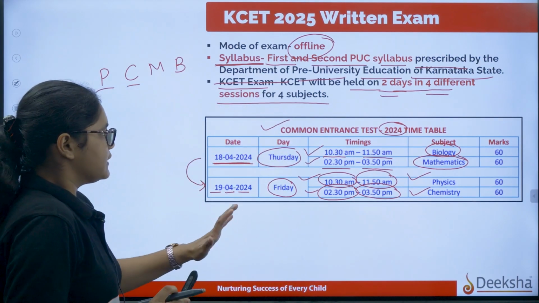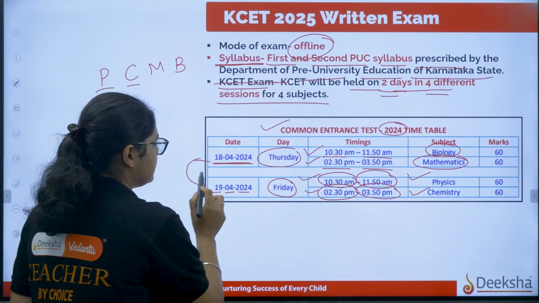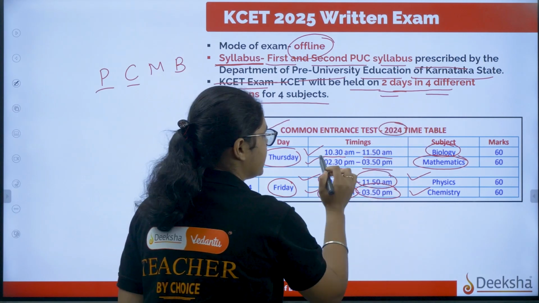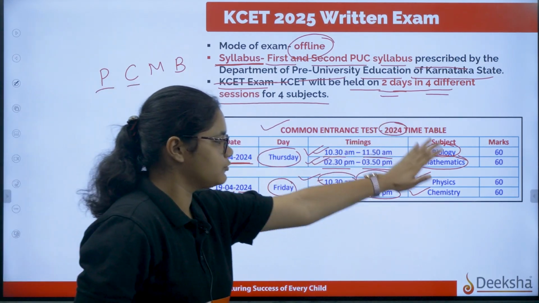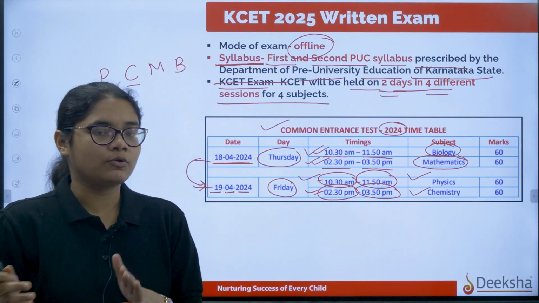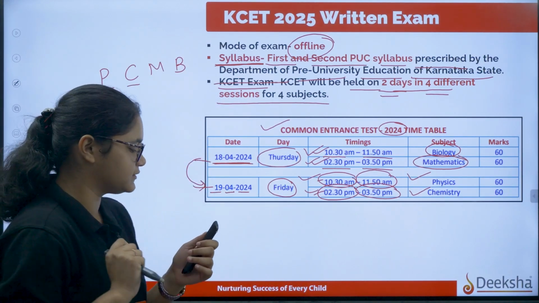Okay, so now you can see the 2 days are 18th and 19th of April, with 4 sessions: morning session, afternoon session, morning session, afternoon session. In these 4 sessions, 4 subjects were conducted. So all these 4 are different exams. I hope this is clear.